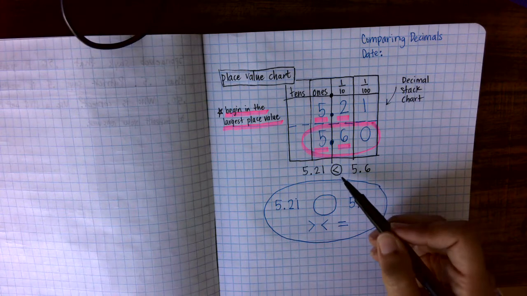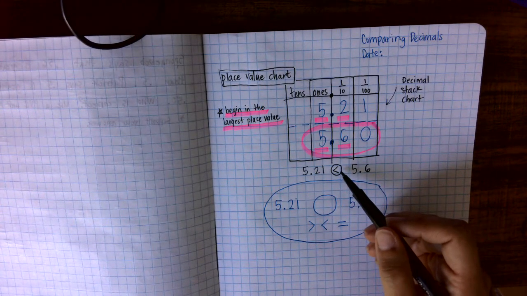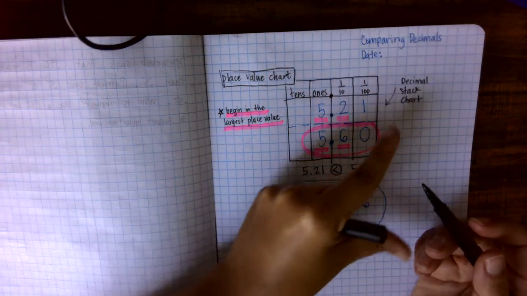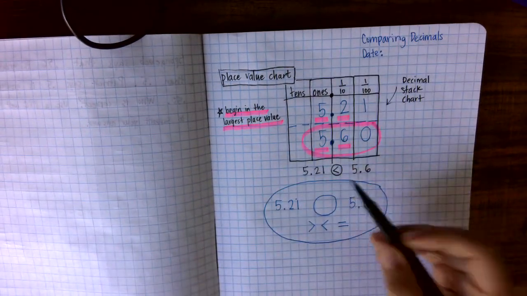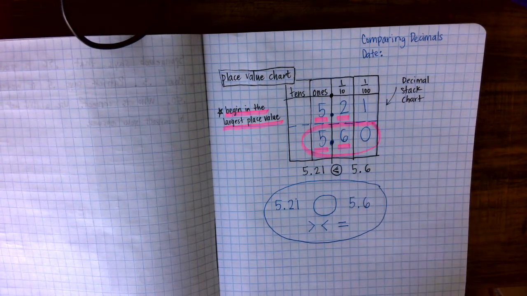If you try to remember from when we were small, we used to call this the hungry alligator. He wants to eat the biggest number. So there he is with his teeth open. Some kids even draw little teeth. He wants to eat the biggest number.